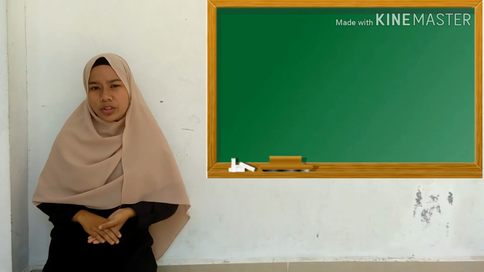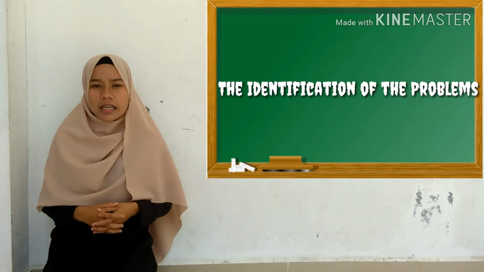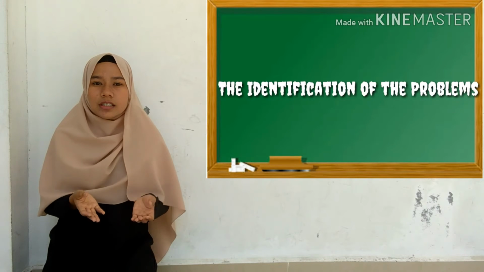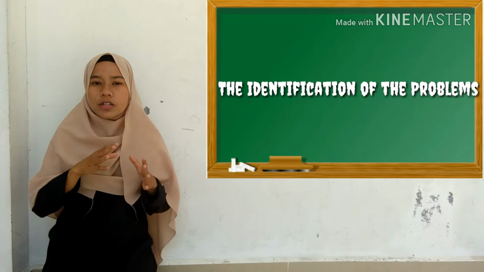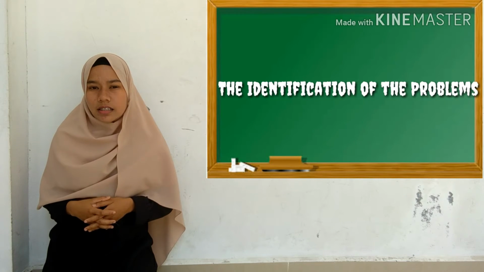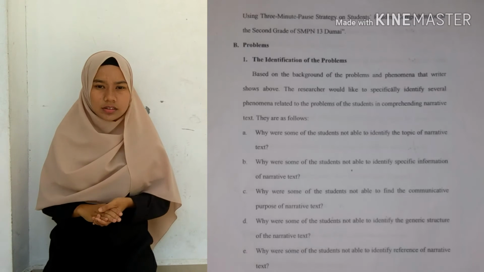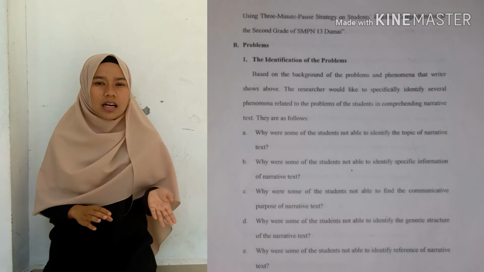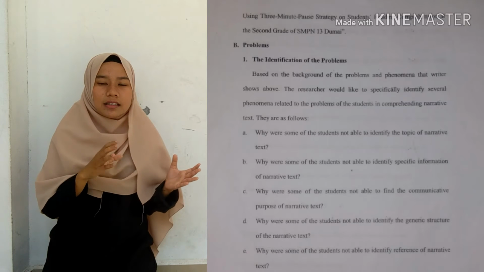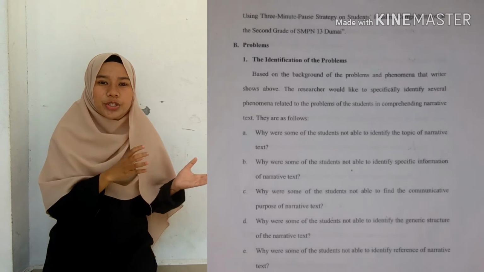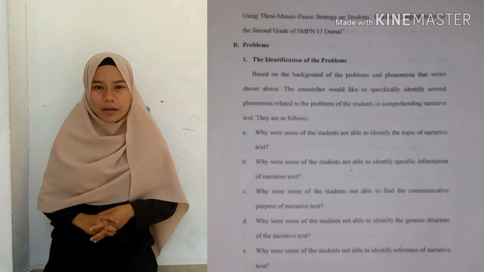The third, we are going to talk about the identification of the problem. It means the researcher tries to identify and find the specific problem from the general ones. I will give you an example. You can see in my campus, the researcher uses a question word in the identification of the problem.